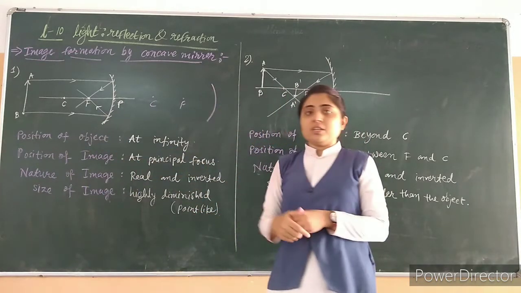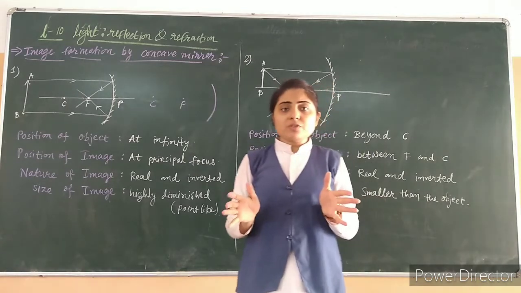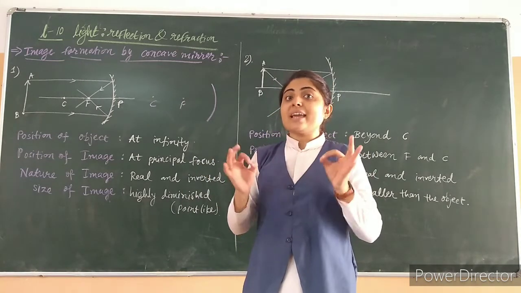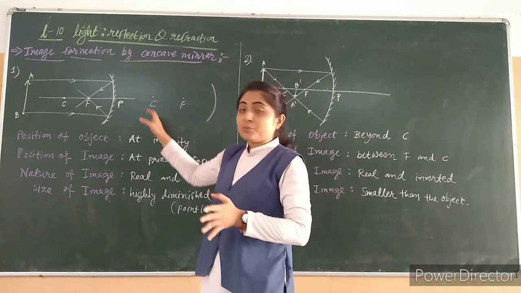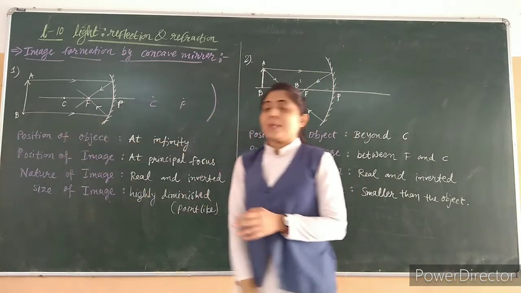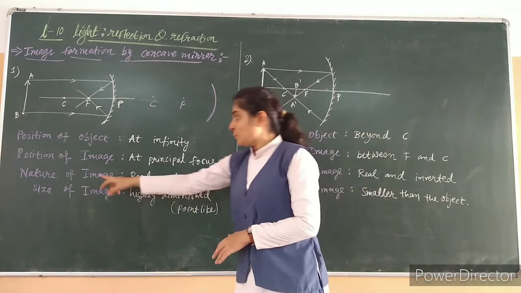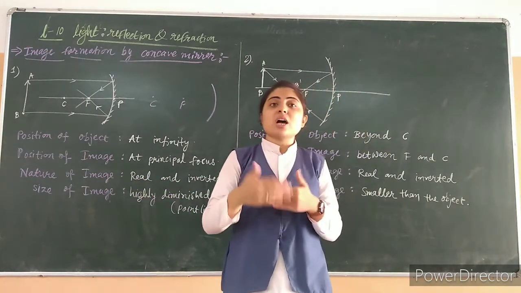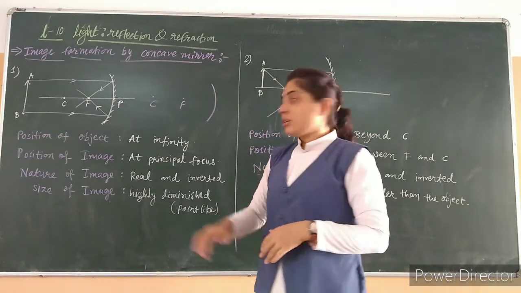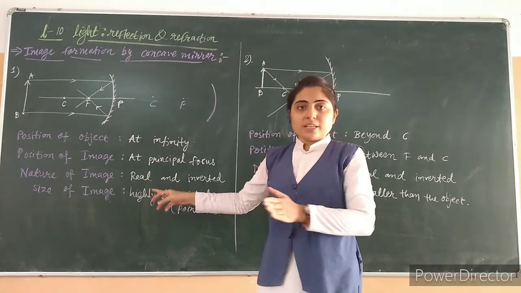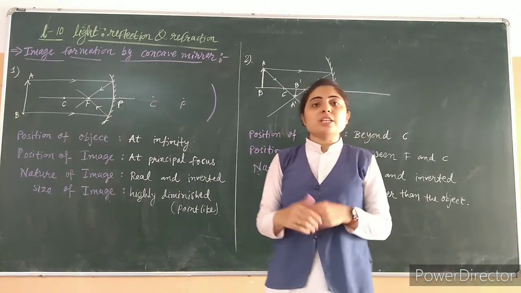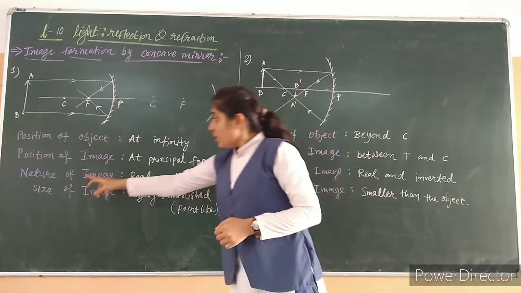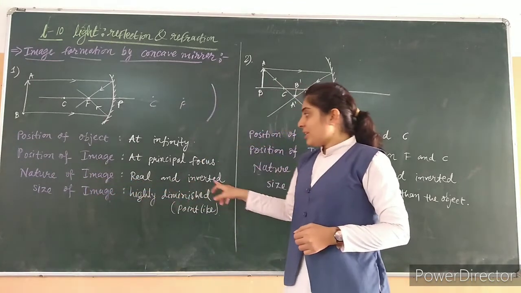What is the nature of the image? Nature in what sense? Whether it is real or virtual. We can say the image is real if the rays are actually meeting. It doesn't merely appear to meet, it is actually meeting. So it is a real image, and a real image is always inverted. So the nature of the image is real and inverted.